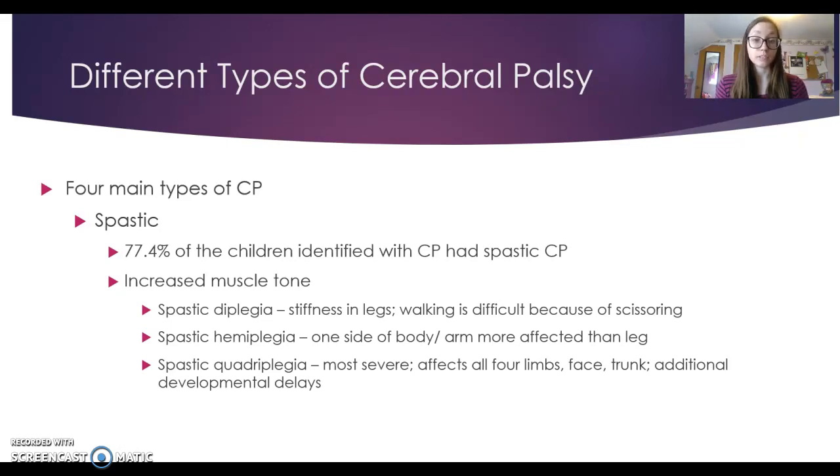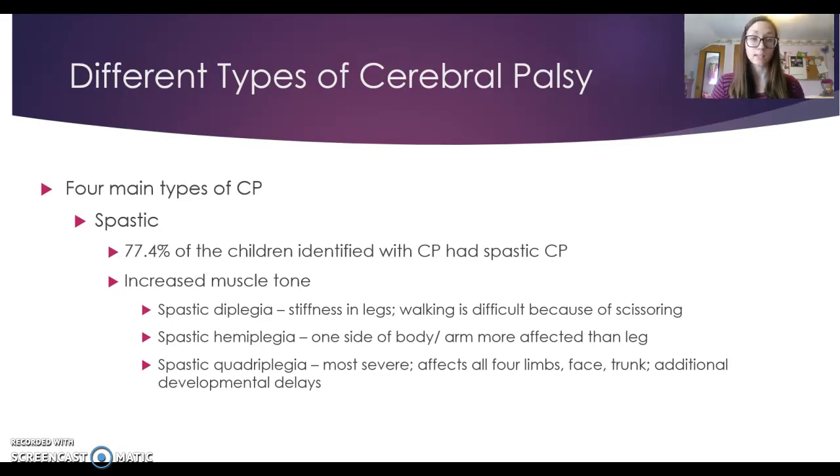There's spastic diplegia, which is stiffness or tightness in the legs. The walking can be difficult because of tightness in the hips, which can cause internal rotation, and the knees kind of knock together, which is known as scissoring. The second type is spastic hemiplegia, which only affects one side of the individual's body. Usually the arm is more affected than the leg.